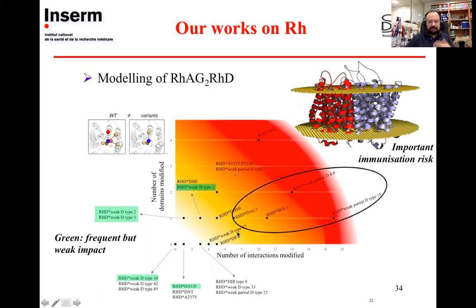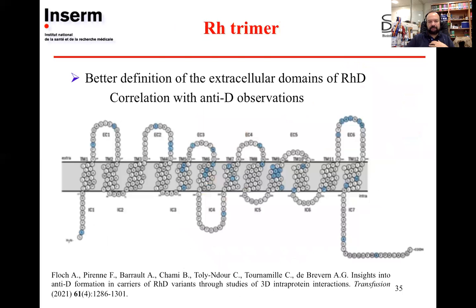What is interesting, and I come back to the typology of each variant, is that those in green are frequent but with weak impact. We have a very limited number of interactions modified, and at most with one other helix. And when we have the very important variants that have a high immunization risk, we see that a lot of interactions have been modified, also involving two or more helices. So it's a very interesting result.